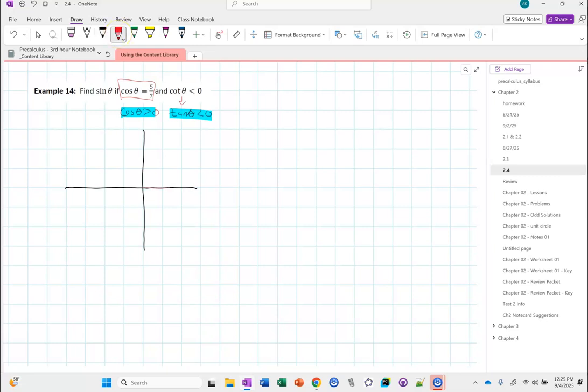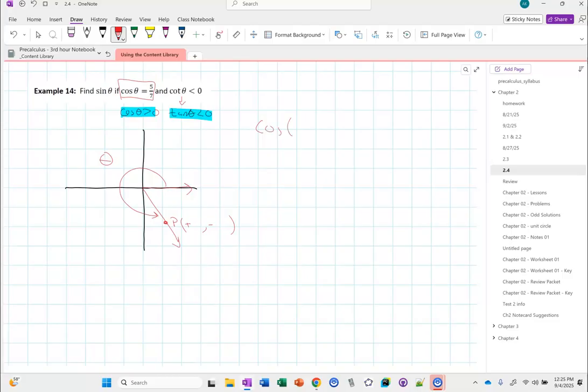So if I draw my standard position angle, should look like that, right? Everybody still good? I'll draw my point on there. I know my x is going to be a positive value, and the y is going to be a negative value, because I'm in quadrant 4. So far, so good?